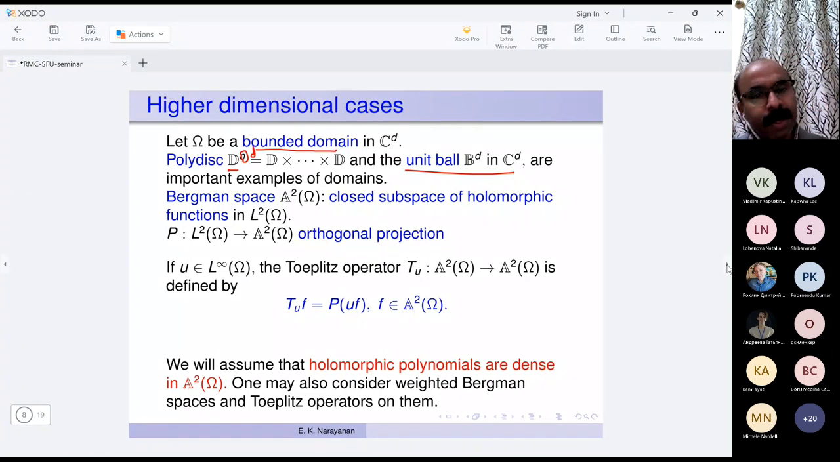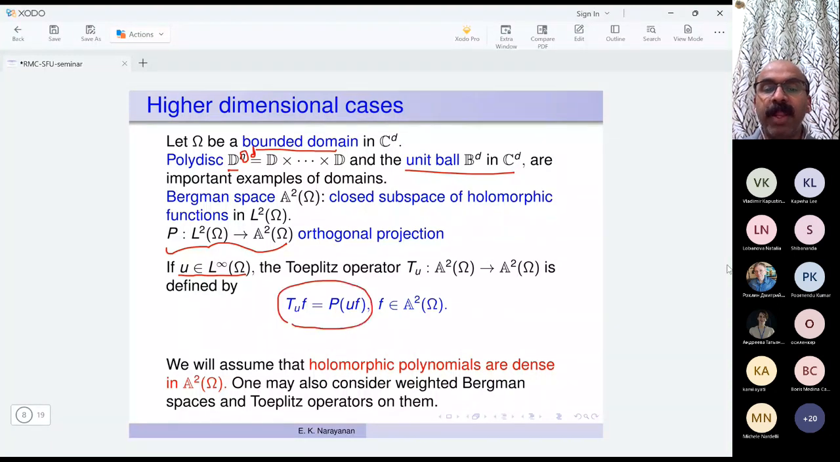The Bergman space, as usual, is the closed subspace of holomorphic functions in L2 of omega. And you have the orthogonal projection. So except that now you are in several variables, you have the orthogonal projection from L2 to A2, and you can define the Toeplitz operator, just like what we did in the case of the Hardy space and the Bergman space, right? So you take U to be an L infinity function. The Toeplitz operator has the same definition, right? You take an L2 holomorphic function f, multiply by U, project it to holomorphic.